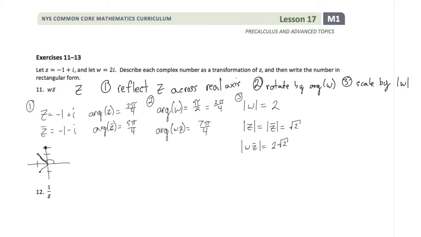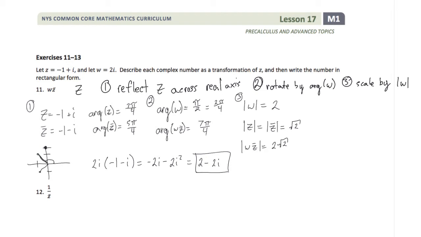I can go ahead and write that in polar form. Let's do the math real quick. So I've got 2i times -1 minus i. That will be -2i minus 2i squared, which is going to be the same thing as 2 minus 2i. And there we go. We have it in rectangular form.